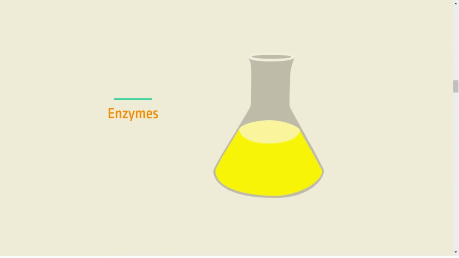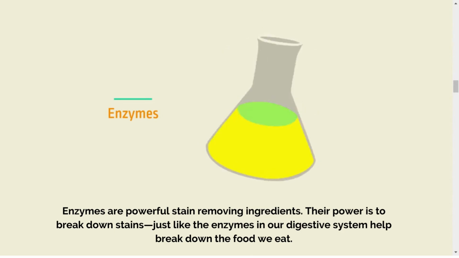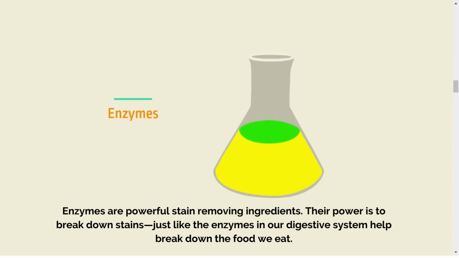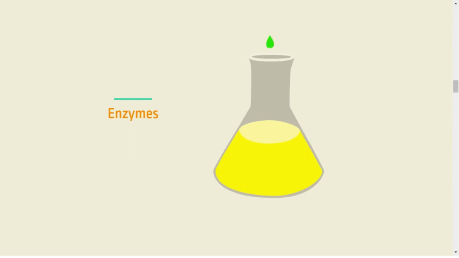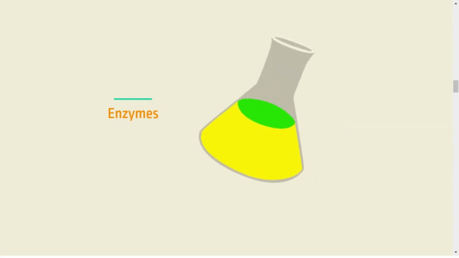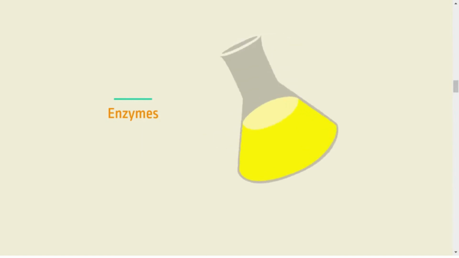The third other ingredients are enzymes. Enzymes are powerful stain removing ingredients. Their power is to break down stains, just like the enzymes in our digestive system help break down the food we eat. So remember in our lesson about catalysts, right? Catalysts can make our reaction faster, right? And examples of catalysts are enzymes. And these enzymes here are like the enzymes that we discussed before. So they can make the reaction faster by helping the surfactants do its job.